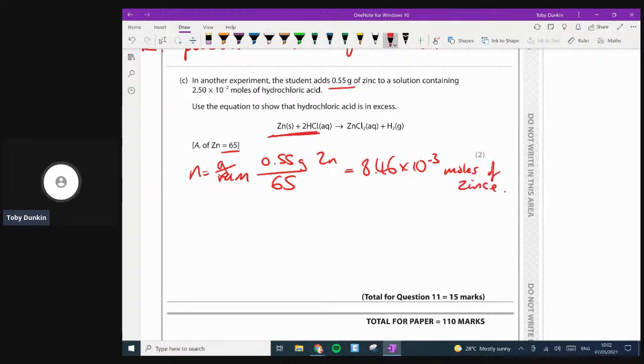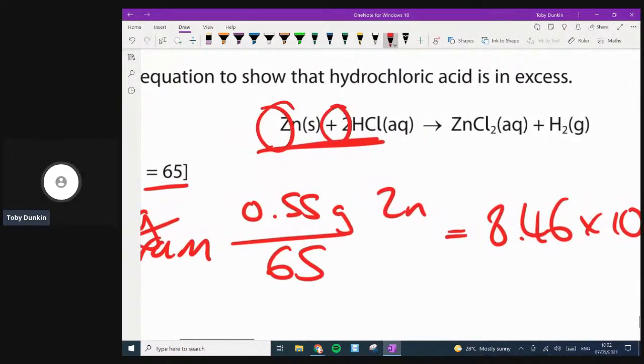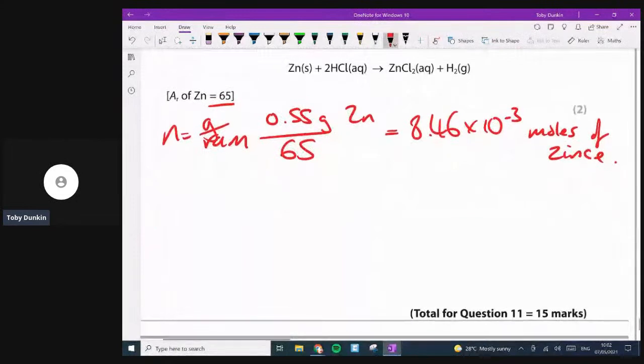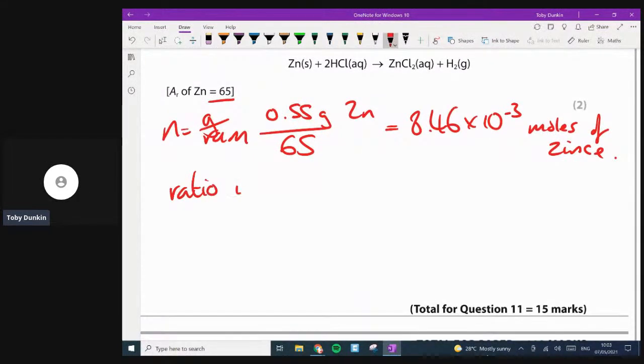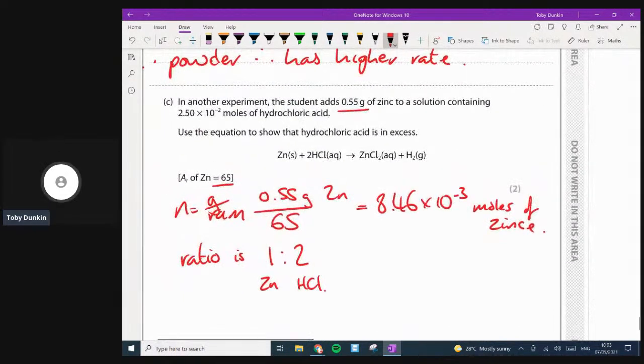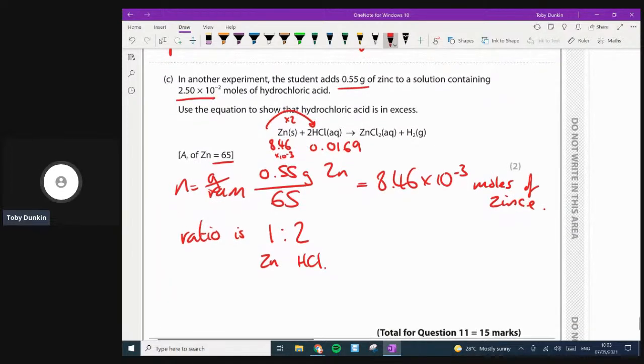Now, you've got to remember, you've got to talk about the ratio here, folks. The ratio is 1 to 2, with this being zinc and this being HCl. Now, what that means is, if I've got this many moles of zinc, 8.46 times 10 to the minus 3, if I use the ratio, what I need is to double that, times that by 2, to get the amount of acid I need, which would be 0.0169. Look at how much I've got. I've got more than that.